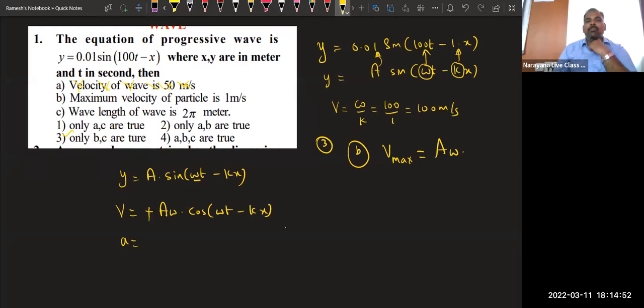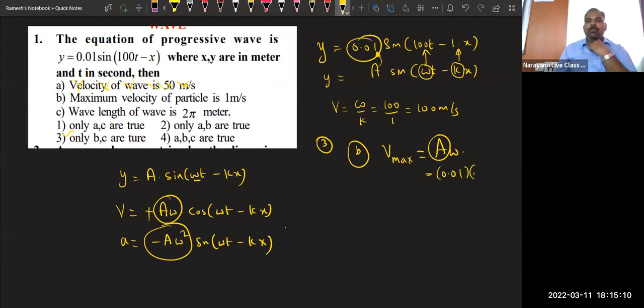And what is acceleration equal to? Minus A omega square into sine of omega t minus kx. So this is called maximum velocity, and this is called maximum acceleration. So what is the amplitude given? 0.01. This is only, na? So 0.01 into omega value 100, so 1 meter per second is our answer.